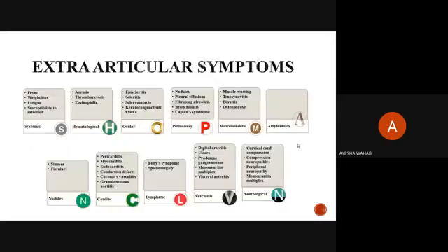This is the clinical presentation of amyloidosis. Next. As there are multiple extra-articular symptoms, to remember them you can use these mnemonics, and it will be easier to understand these extra-articular symptoms. Next, please.